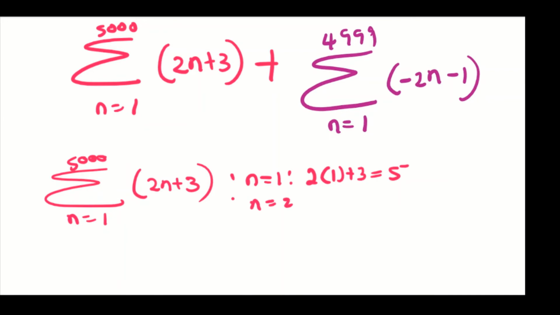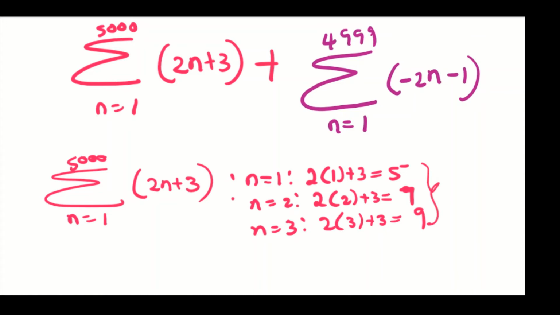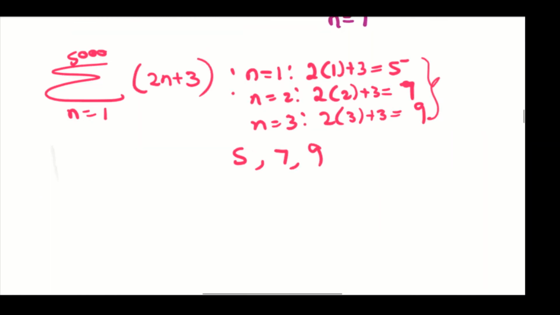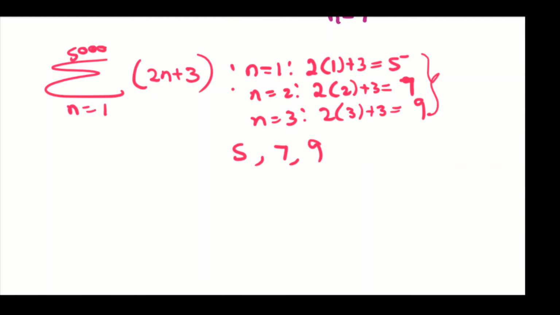When n equals 2, 2 times 2 plus 3 equals 7. When n equals 3, it's 2 times 3 plus 3 equals 9. So this, if you remember clearly, is from the previous question that we found. It's going to be 5, 7, and 9. So that is our sequence. And to find the sum for this sequence, we know the difference here is equal to 2. So that's our common difference.